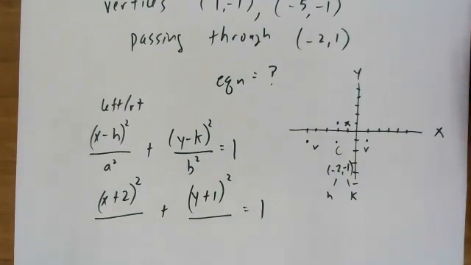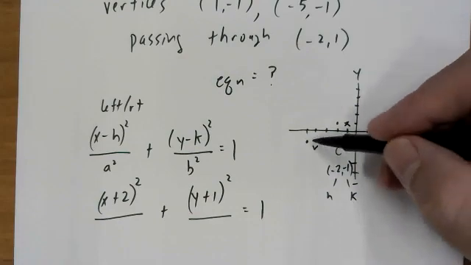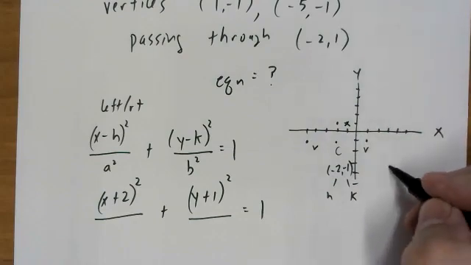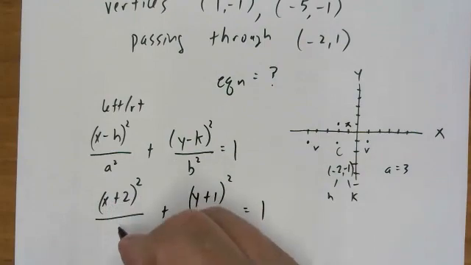Now, can we determine A and B? As soon as we can figure out A and B, then we'll have the equation. Well, A is the distance from the center to your major vertices. So we can see from the center to the vertices, a distance of 3. So it looks like A is 3. So 3 squared is 9.